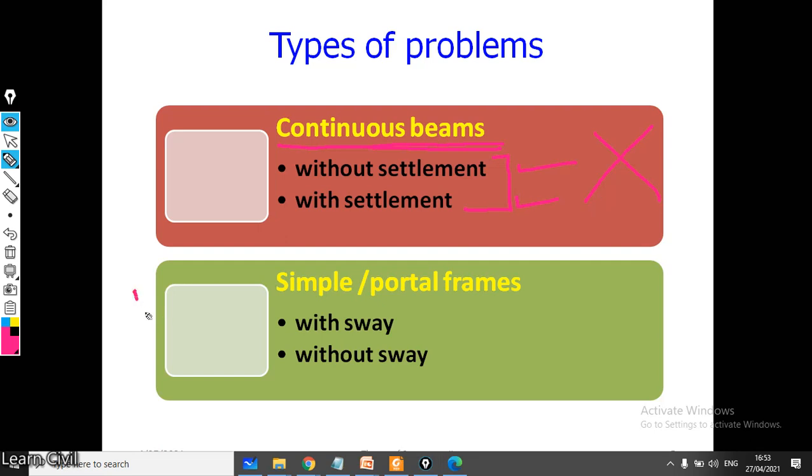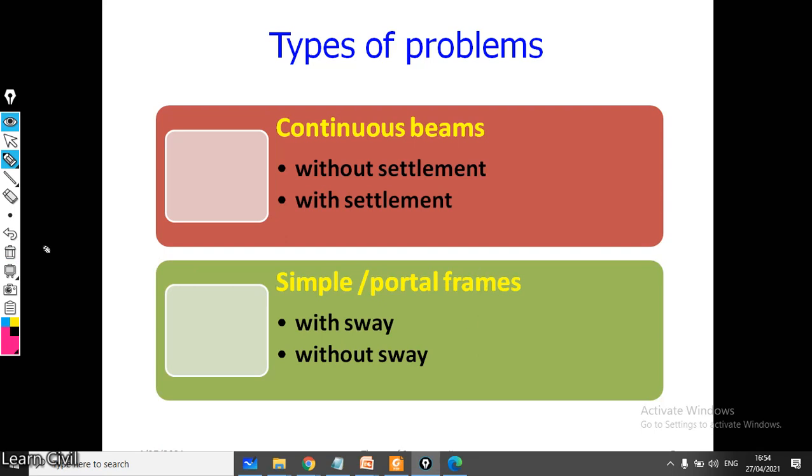We will be having only analysis of simple or portal frames by using Kani's method. But for understanding the procedure of analysis of portal frames, we will solve one problem on a continuous beam, which will not be asked in your examination because it is not in your syllabus. So we will first go for one problem on continuous beam for understanding purposes only, and then we will solve the main problems of simple or portal frames.